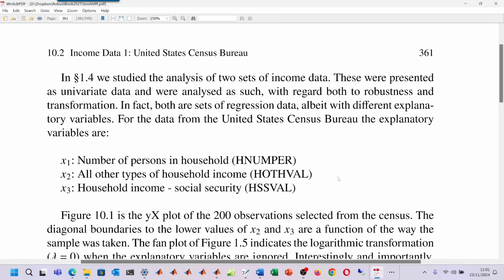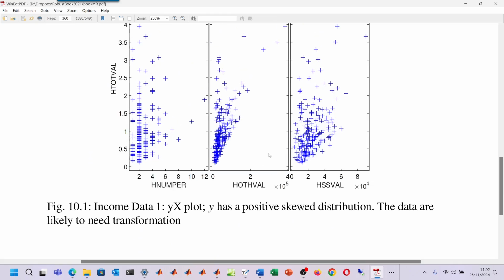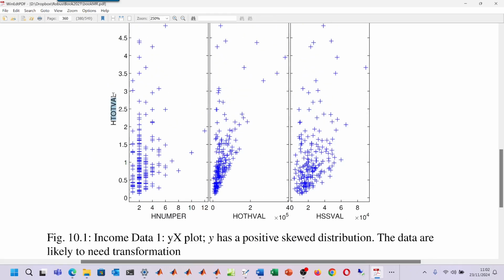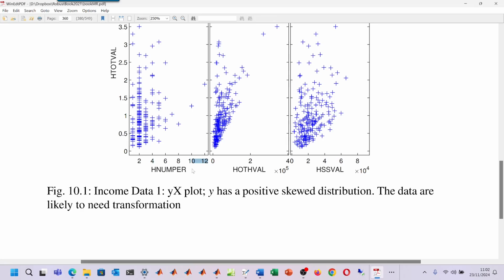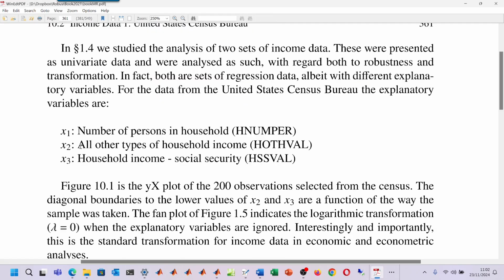So, the data come from the United States Census Bureau. The variables, as given in the book, have acronymic names. For example, the Y, the response, is h-tot val, which is the total value of the household income. And the other ones are the number of persons in the household, then household other income, other than regular employment, and then social security, household social value.